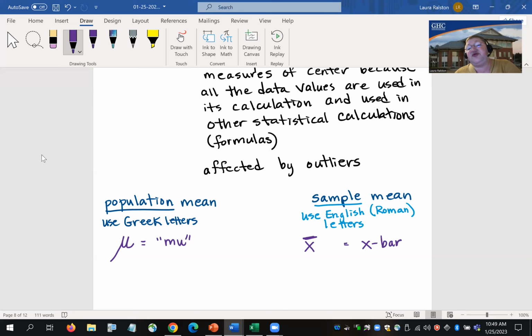So again, sometimes when you're reading professional journals, reading a research report, you may see those symbols. And again, the fact that it's a Greek letter should let you know that it's a population, and if it's an English letter, that they're dealing with the sample.